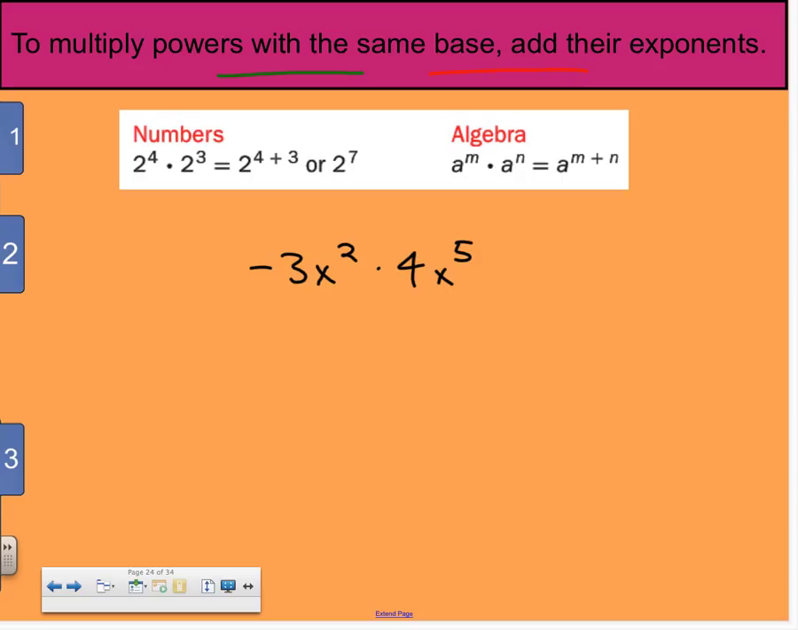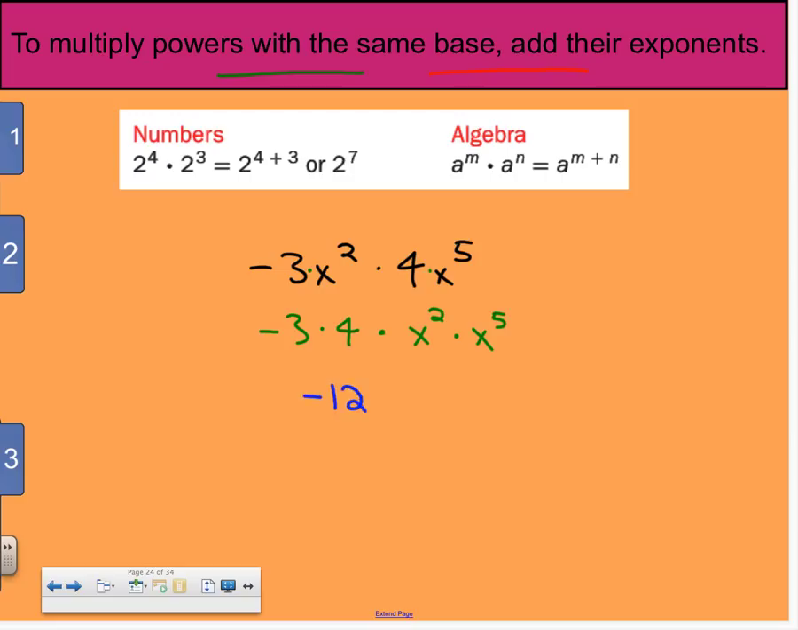An easy way to do that is to remember that when I have a coefficient, this is multiplication. To make this a little bit easier, I can split this up, because I can multiply in any order that I want. I'm going to take my coefficients by themselves and multiply them together, negative 3 times 4, and then I'm going to take the variables with their exponents and put them beside each other, x to the 2nd power times x to the 5th power. That will help me visually do this problem a little bit easier. Now, negative 3 times 4 equals negative 12.